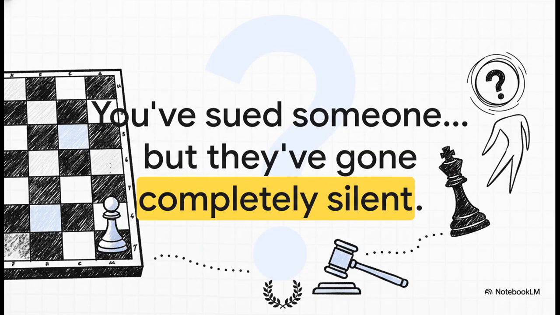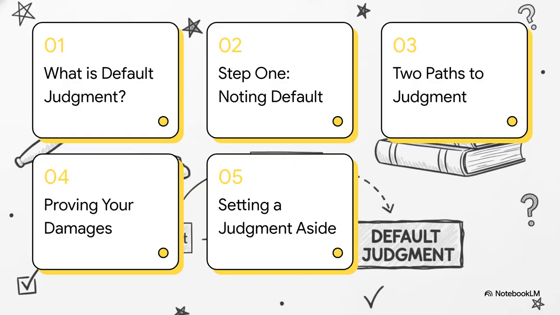Okay, picture this. It's like a high-stakes chess match. You've made your opening move by filing a lawsuit, but your opponent, well, they just don't respond. They don't even show up to the board. Now, in a situation like that, you can't just stand up and declare victory. The rules say you have to follow a very specific procedure to secure that win, and that procedure is called a default judgment.